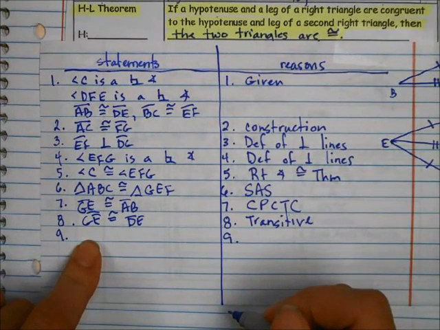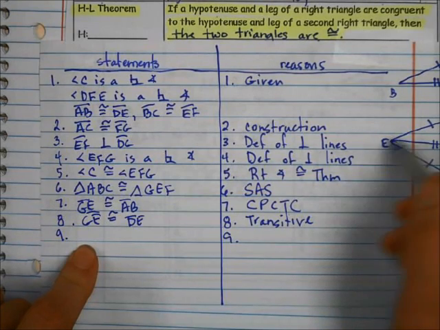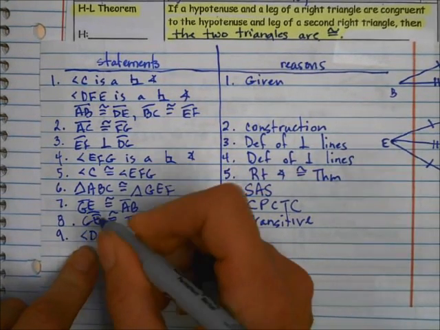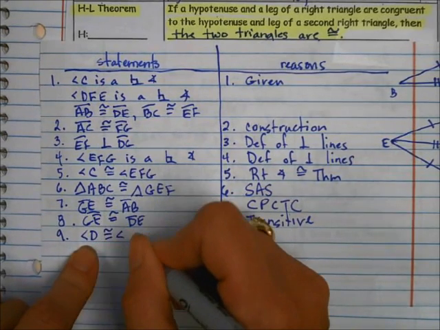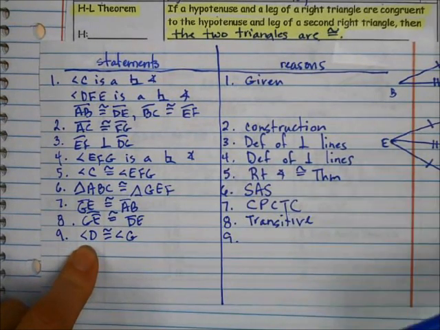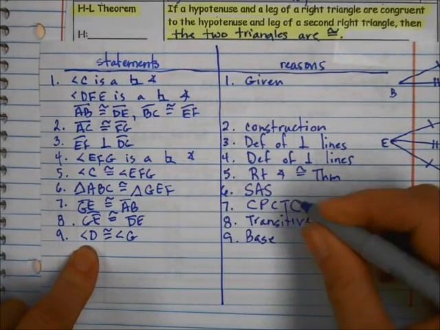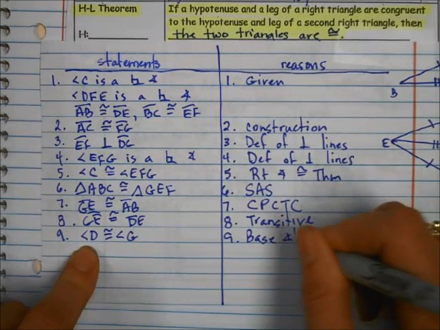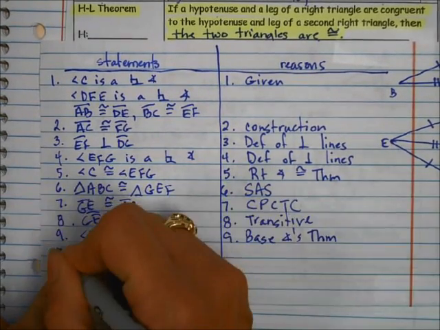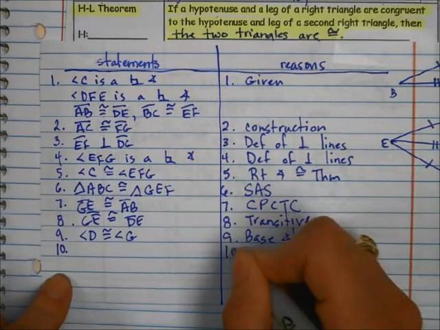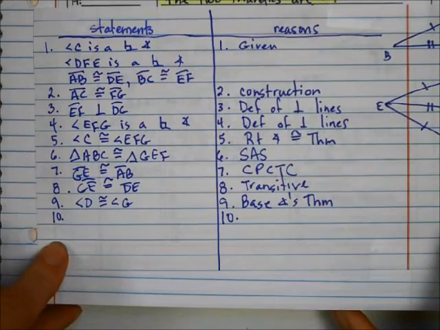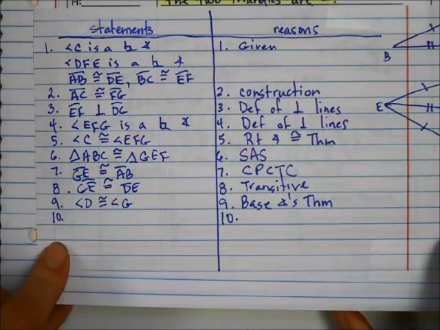So now we know that angle D, now if you notice we've got an isosceles triangle here. So angle D we know then has to be congruent to angle G. These two base angles of that triangle have to be congruent. That's the base angles theorem, sorry, that's plural. So now we have the base angles are congruent.